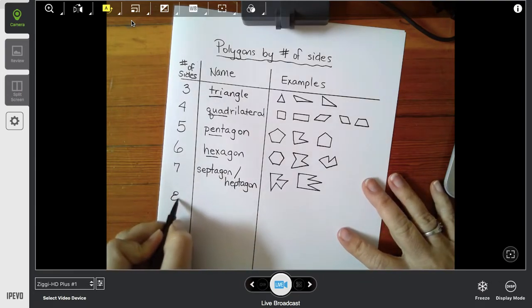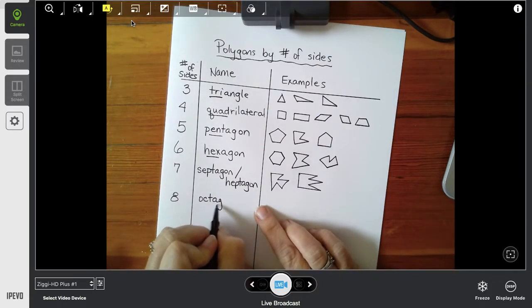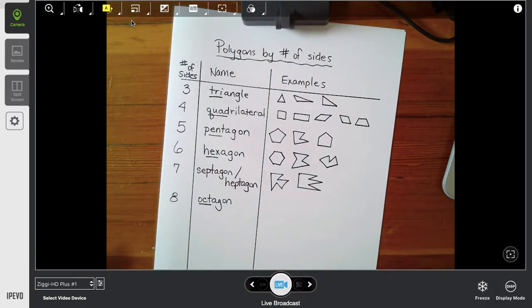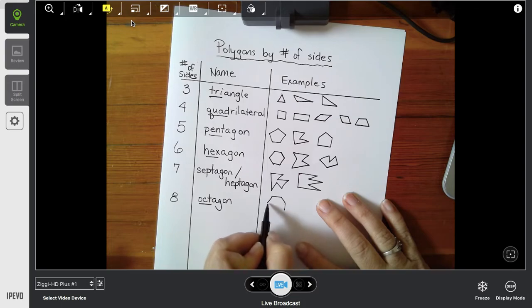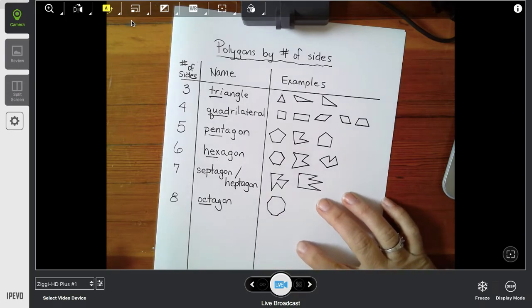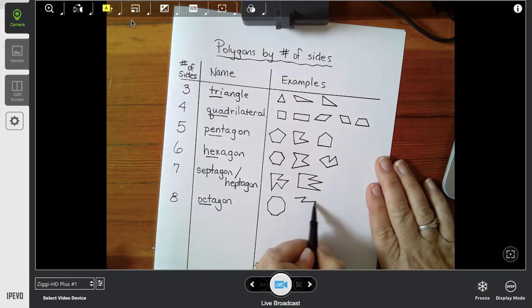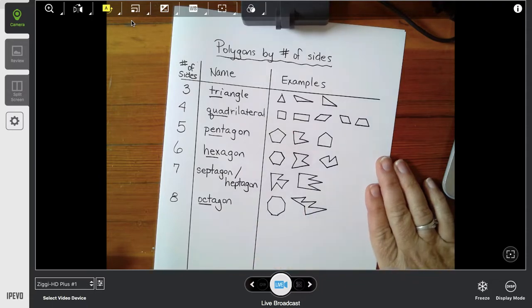An 8-sided figure. This is a more common figure. It is an octagon. Oct meaning 8, like an octopus with 8 legs. An octagon has 8 sides. The most common octagon that I know of is a stop sign. Not easy to draw, but the stop sign is a regular octagon. 1, 2, 3, 4, 5, 6, 7. This is going to be a close one. I might have to extend this one. 8. That is an octagon.